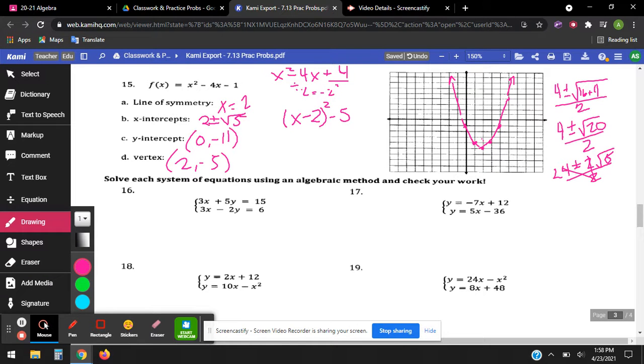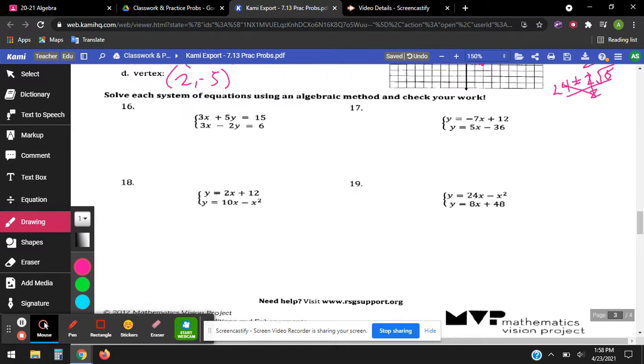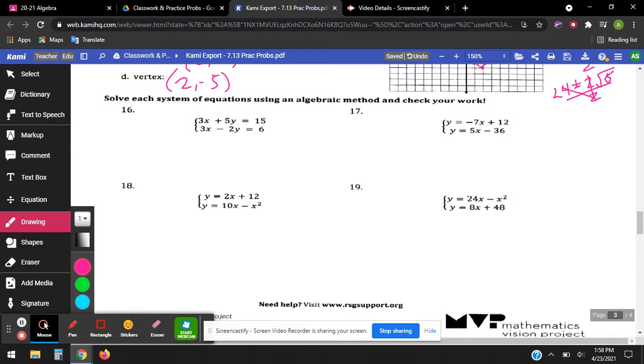Number 5. Solve each system using an algebraic method. Well, I see these both have 3x's, so I'm going to subtract. 5 minus a negative 2 is 7y's equals 15 minus 6, which is 9. Divided by 7. Okay, so y equals 9/7.